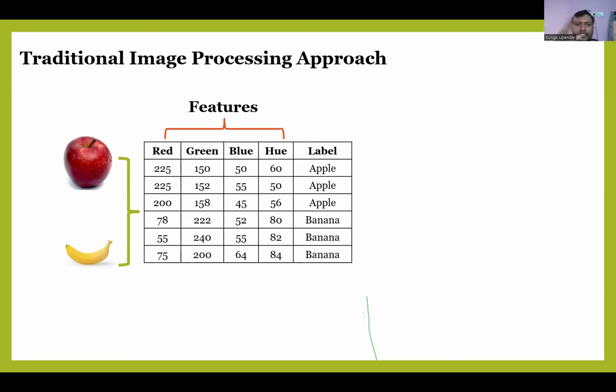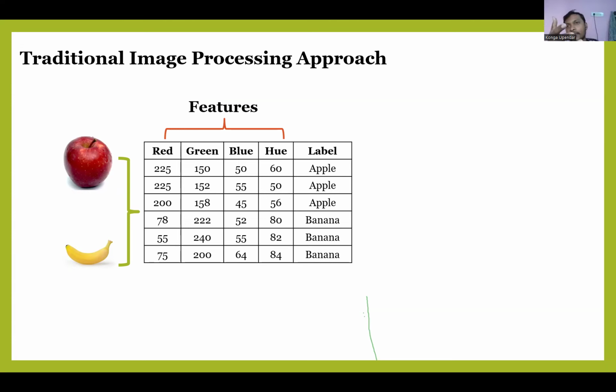He may extract the features, then see that if the red channel intensity of the fruit is more, then maybe it is an apple, otherwise it is a banana. Like that, some threshold-based approach, some rule-based approach, we used to do. So that is the traditional image processing approach.